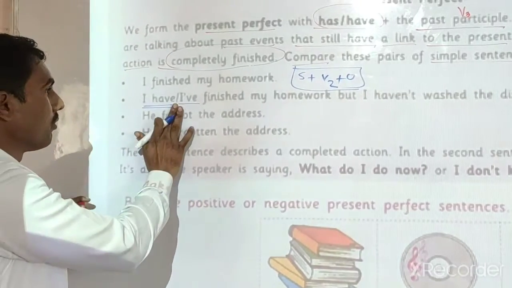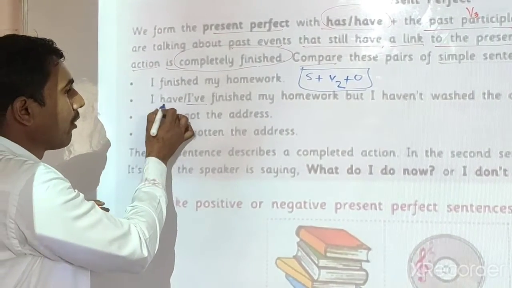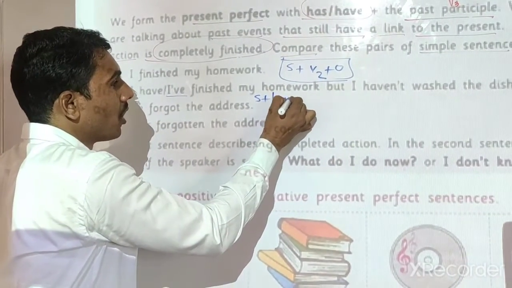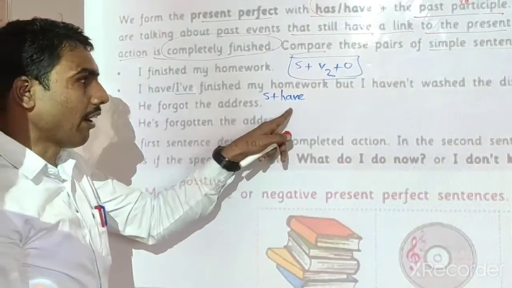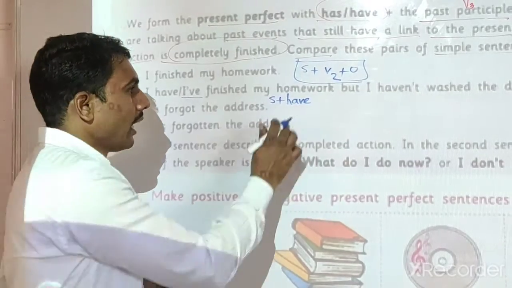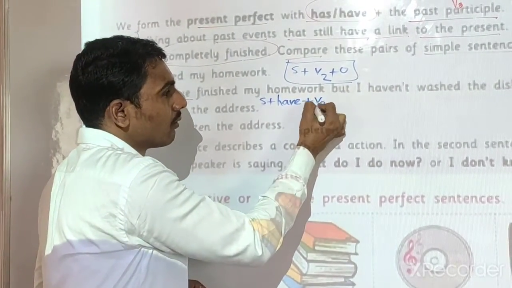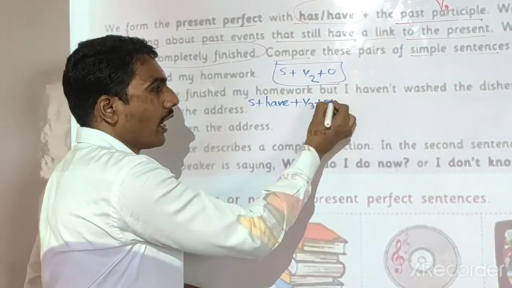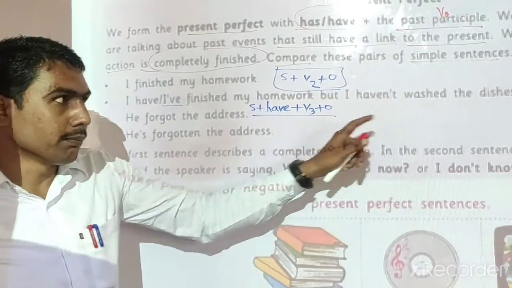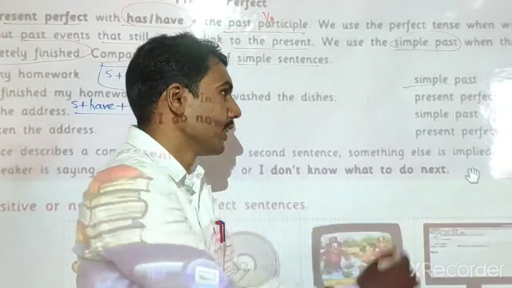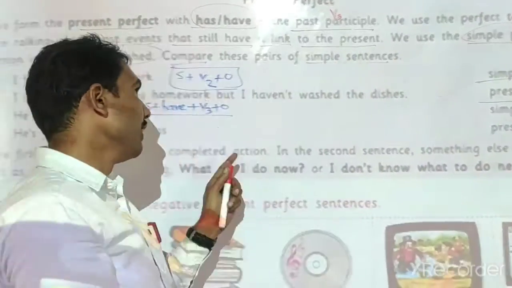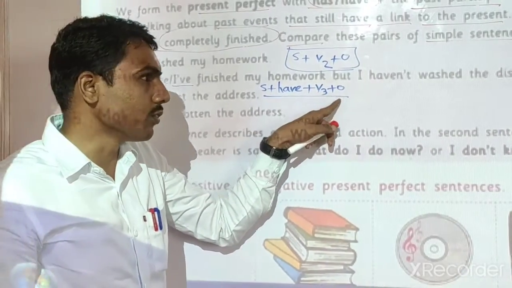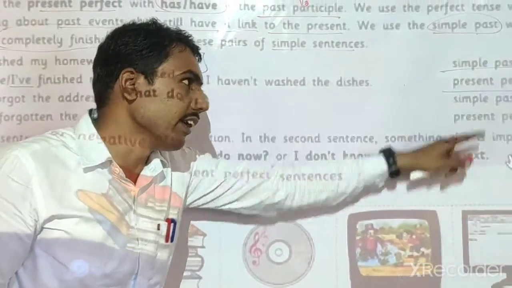Look here. If you observe in this sentence, we use subject plus have, or has according to the subject, plus verb third form or past participle plus object. This formula indicates the present perfect tense. Remember this: subject plus have plus V3 or past participle plus object indicates the present perfect tense.